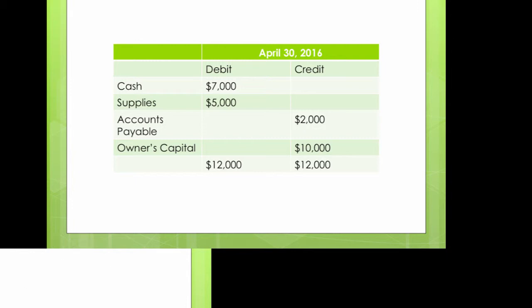So what you do is list each account with the balance on either the debit or the credit side, and then find the totals for each column. If it is done correctly, you will know that the debit column is equal to the credit column.